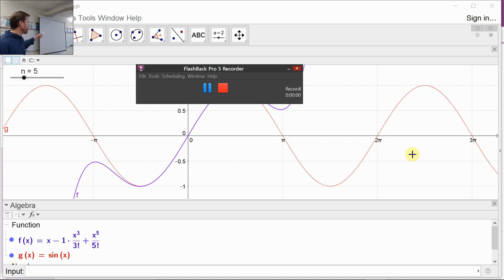Up here, up here, up here. Lot to do today. Still talking about error.